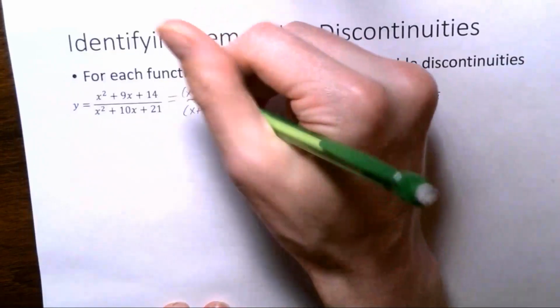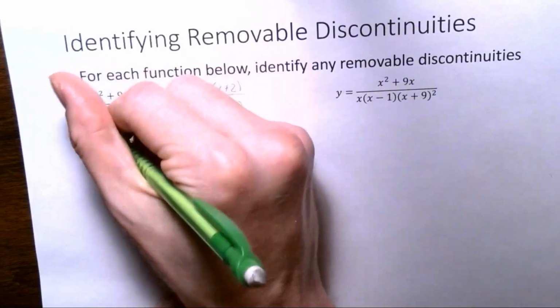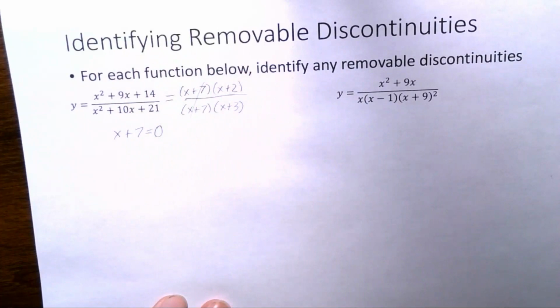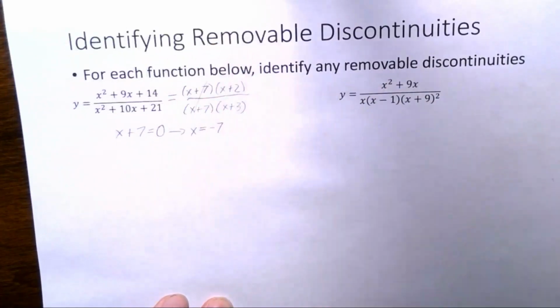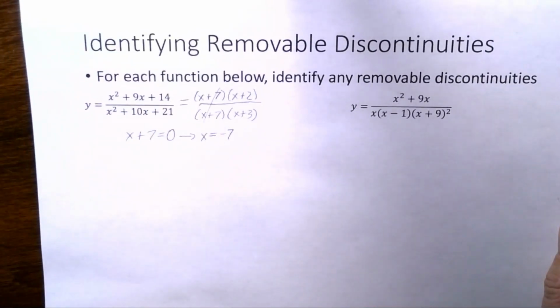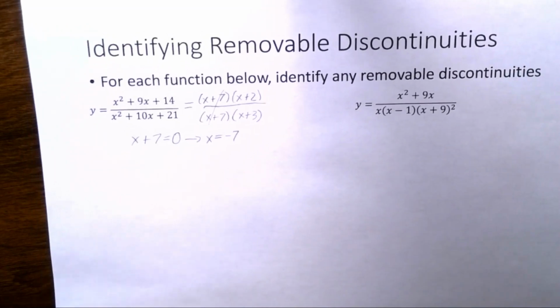So the factor that cancels is x plus 7, and that's what we want to look at for a removable discontinuity. So we set x plus 7 equal to 0, which gives x is equal to negative 7. Then, to ensure that this is not an asymptote and is indeed a removable discontinuity, we take the limit as x approaches negative 7.